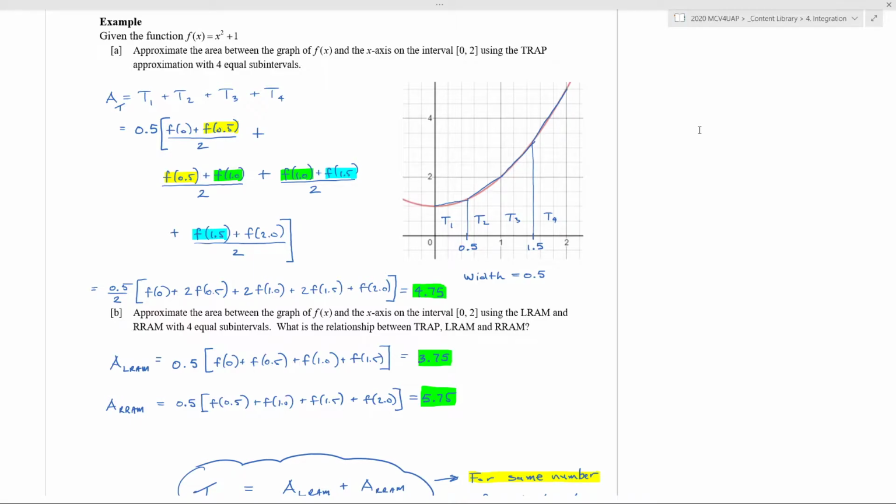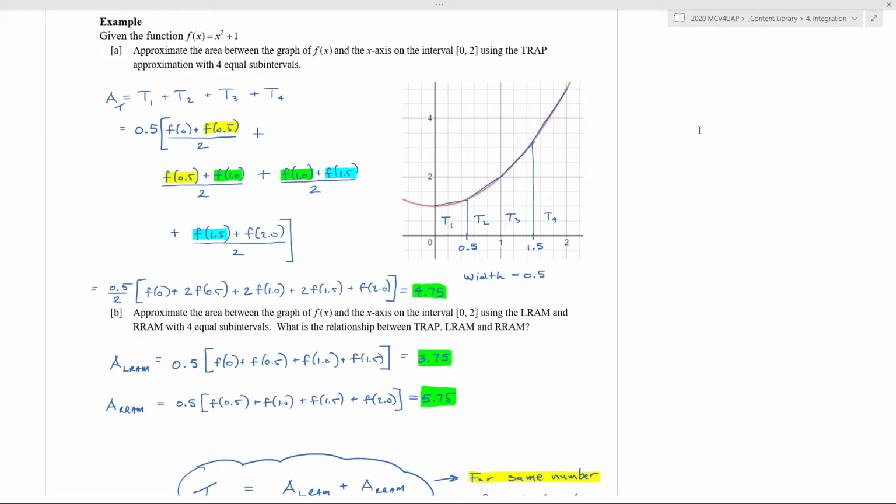Then I'm going to add to that the average of the two heights of trapezoid 2. And then I'm going to add to that the average of the two heights of trapezoid 3. So for that one, it would be f at 1 plus f at 1.5. Okay, divide that by 2 because you're finding the average. And then the average of the two heights of trapezoid 4, which would be f at 1.5 plus f at 2.0 divided by 2 because we're finding an average. And you take each one of those and you're going to multiply by 1/2, but I factored the 1/2 outside the bracket.